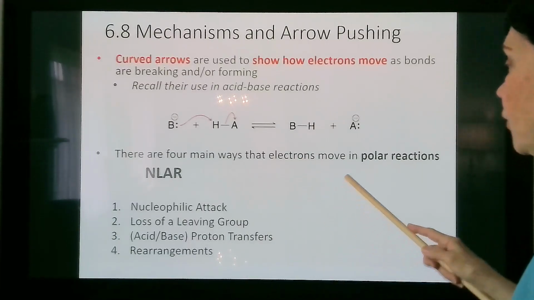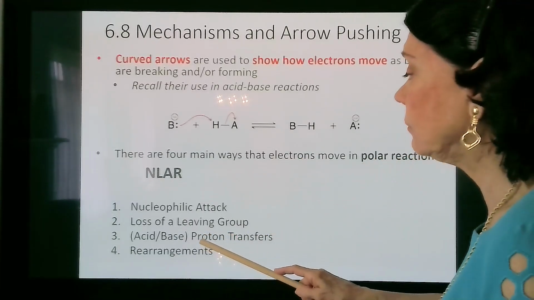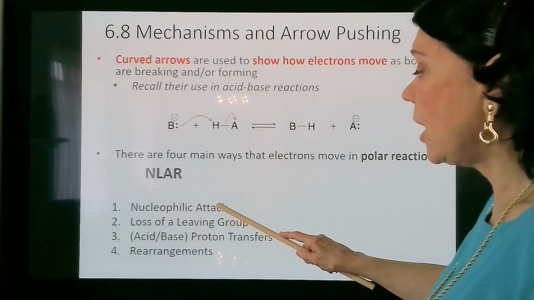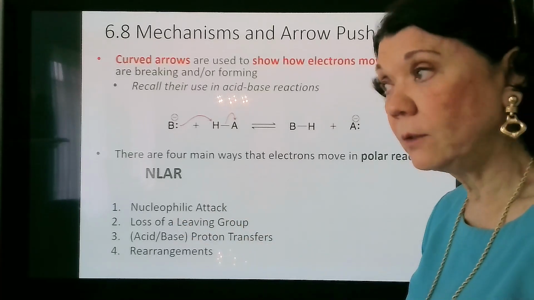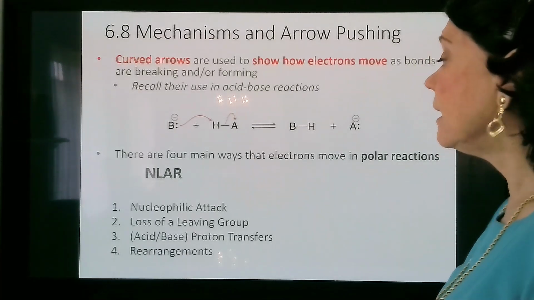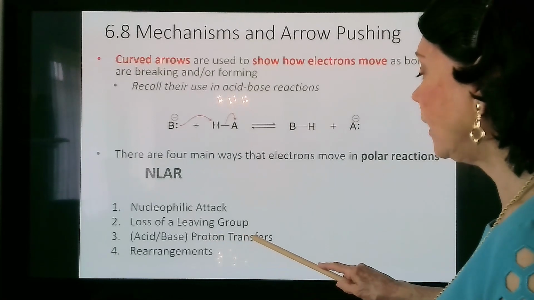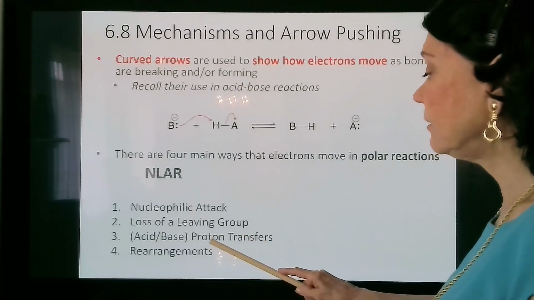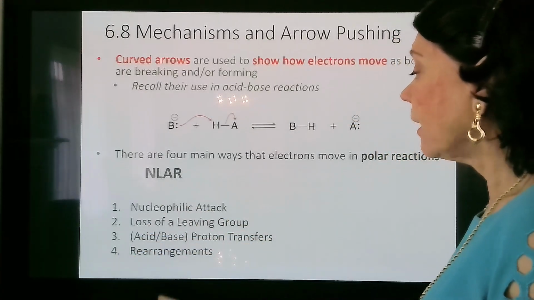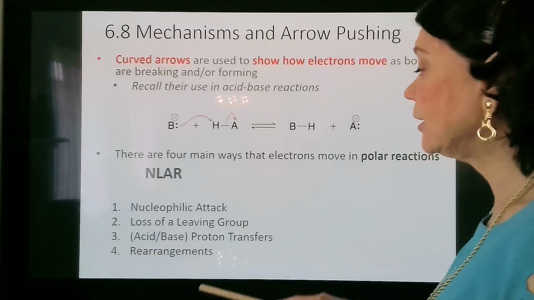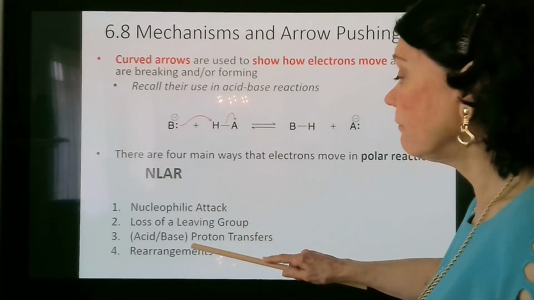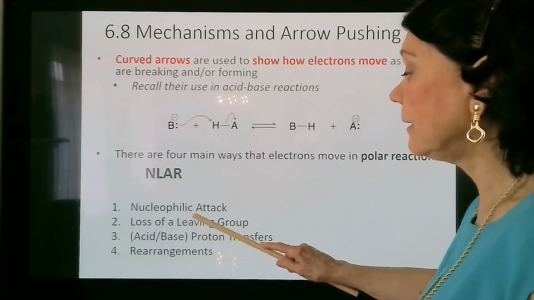Four main ways that electrons can move in polar reactions. So, first, nucleophilic attack. That's going to be the most common one. Then loss of a leaving group. That's going to be, I would say, second. Then you have this acid-base proton transfers. In your textbook, this is called proton transfer acid-base, but I've moved it up to the front, and you'll see why in a minute. And then there's rearrangements. We're going to discuss all of those, and you're going to have 2 or 3 slides for each one of these to describe and detail exactly what each one is.